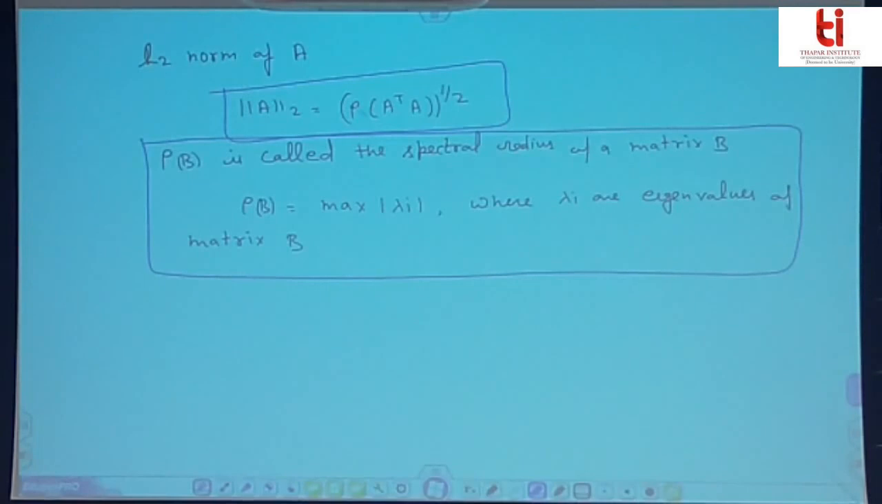So the L2 norm of the matrix will be the spectral radius of A transpose A. So we can say the L2 norm of A is the square root of the spectral radius of A transpose A, or we can say the maximum eigenvalue of A transpose A. That is the answer.